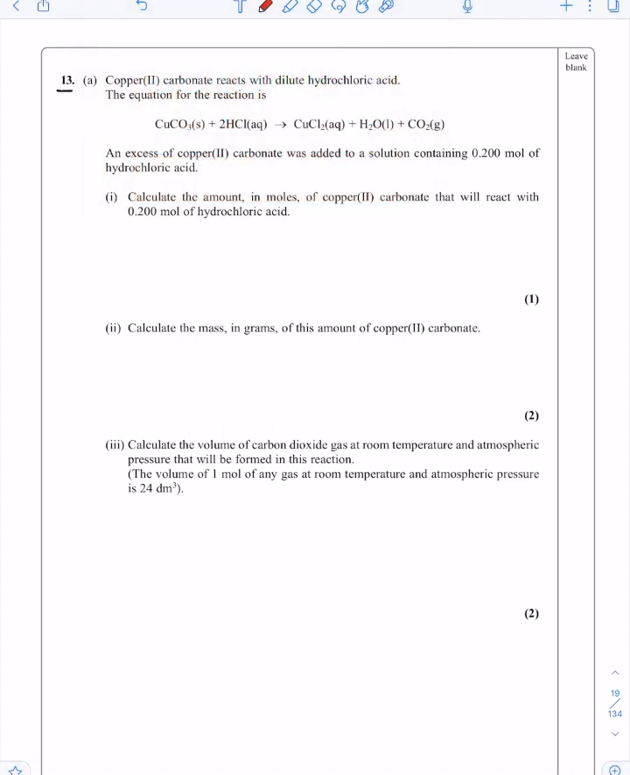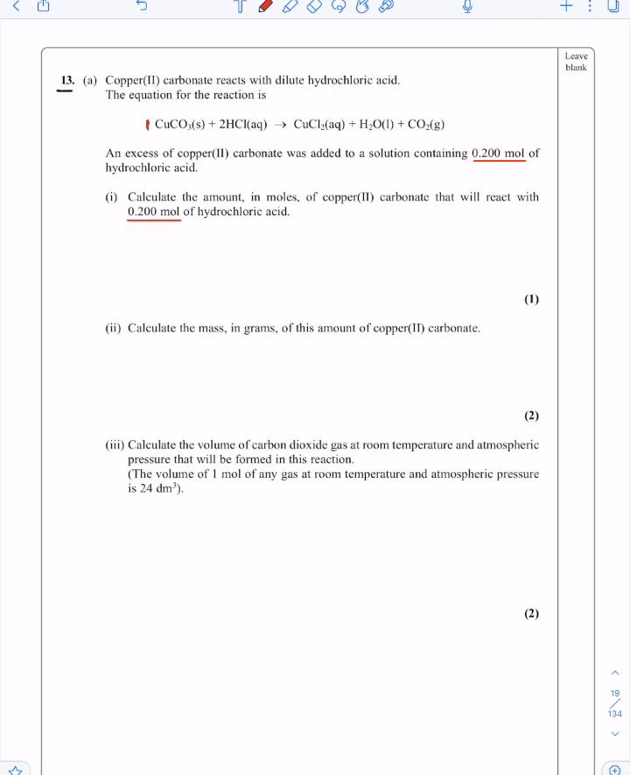Copper 2 carbonate reacts with dilute hydrochloric acid. The equation for the reaction is: 1 mole of copper carbonate reacts with 2 moles of hydrochloric acid to form 1 mole of copper chloride, 1 mole of water and 1 mole of carbon dioxide. An excess of copper 2 carbonate was added to a solution containing 0.200 mole of hydrochloric acid. Calculate the amount in moles of copper 2 carbonate that will react with 0.200 mole of hydrochloric acid.